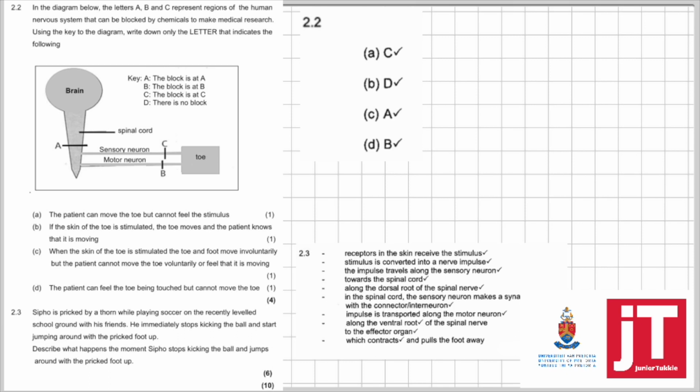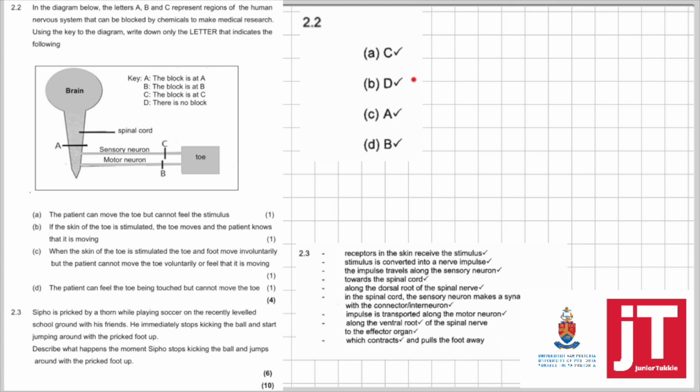So A, what happens if the patient can move the toe but cannot feel the stimulus? Right. That means there's a block. You can move the toe, but you cannot feel. So of course, there's a block at C, the sensory neuron. B, if the skin of the toe is stimulated, the toe moves and the patient knows that it's moving. So you can feel it and you can move. So then definitely we know there's no block.